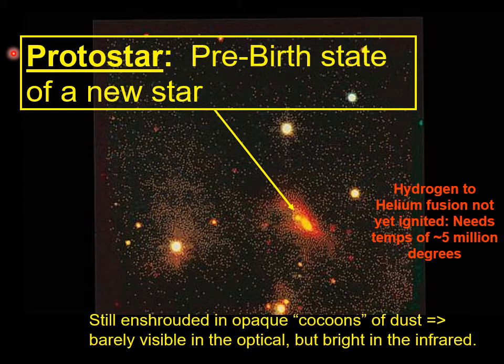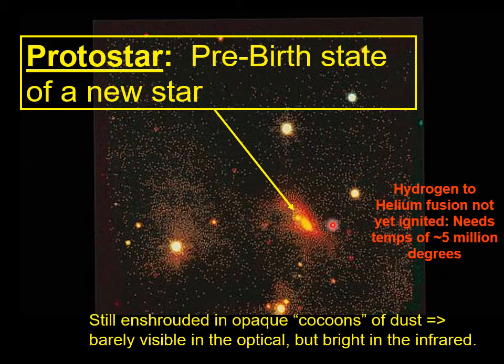So the pre-birth state of a new star is called a protostar, and it's not quite yet a star in that it's not producing its own energy yet. It's not shining bright like it will later on after it's born, basically. So this is sort of like the embryonic stage of a star.